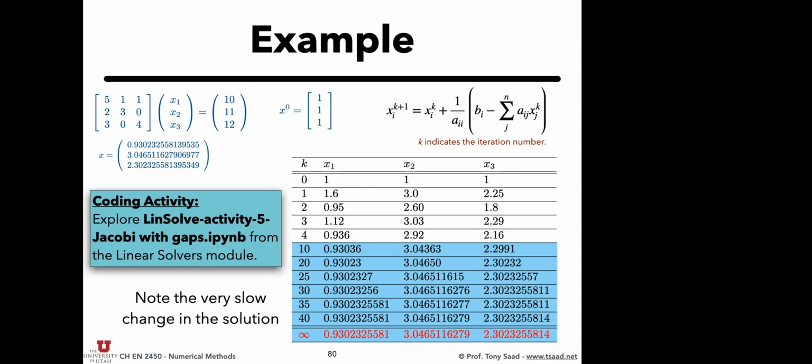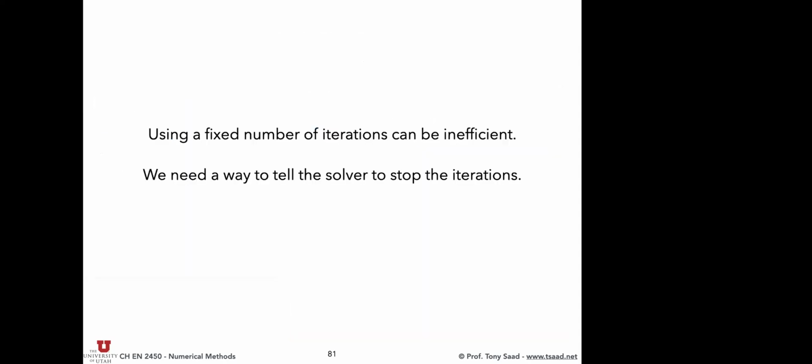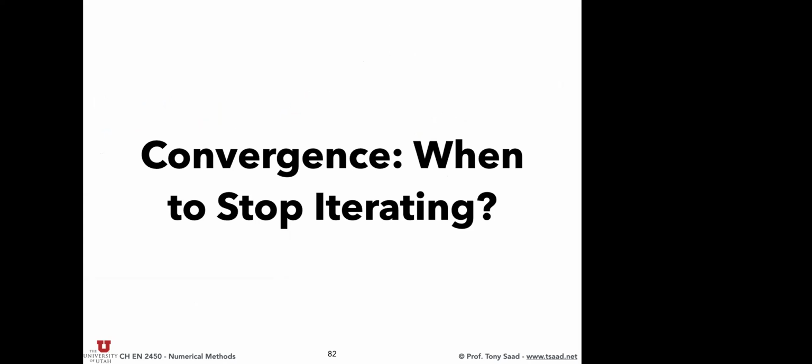Clearly, this is going to be dependent on the initial guess that you've taken and how fast you get to that point where your numbers are not changing much. It also depends on the coefficient matrix and on the right-hand side. And so passing on a maximum number of iterations seems like a bad idea to get a solution. So we need a better way to tell the solver when to stop the iterations. We call this convergence. When do you stop iterating?